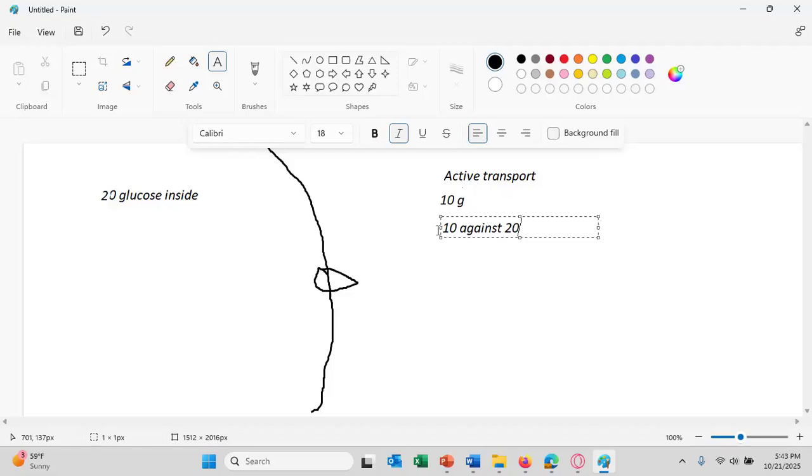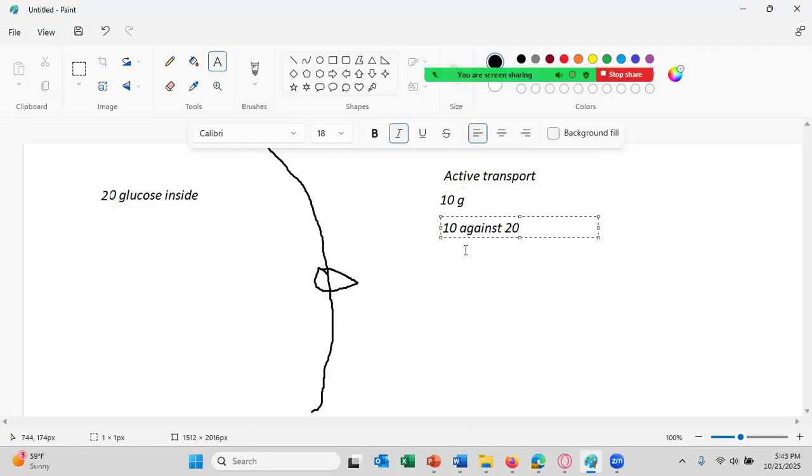But when we move the last one in, it's now 1 against 29, meaning the concentration gradient is steeply increased.